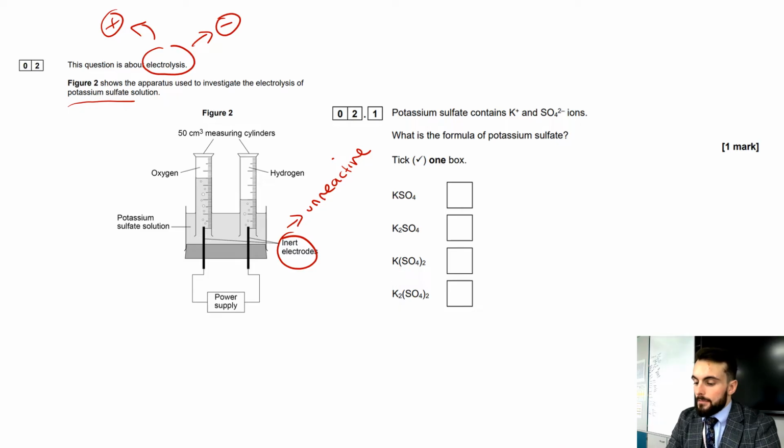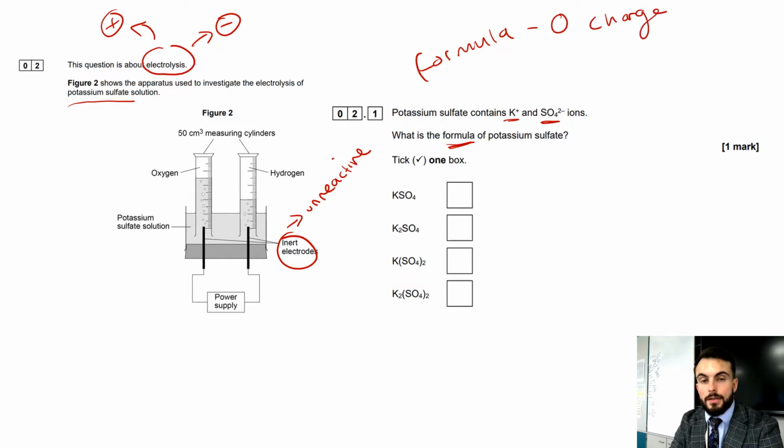So then it says potassium sulfate contains K plus and SO4 2- ions. The only thing I'm really thinking about with this is the charges on the ions. What is the formula for potassium sulfate? If it's a formula, the overall charge of the compound would be 0. So they need to cancel out, because otherwise, as soon as it's got a charge, that means it would be an ion.